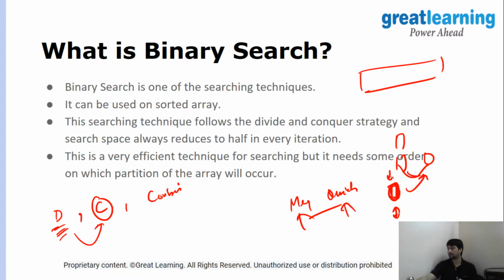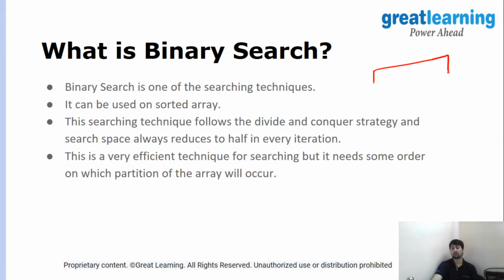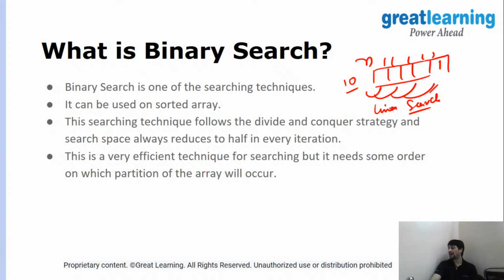Okay, so now let's talk about this binary search. As we talked about earlier, we talked about linear search, wherein we were trying to find an element one by one. We had an element 10, let's suppose, that we are trying to find in the array, and one by one we checked all the elements and were not able to find it. But this linear search takes much more time to search an element.